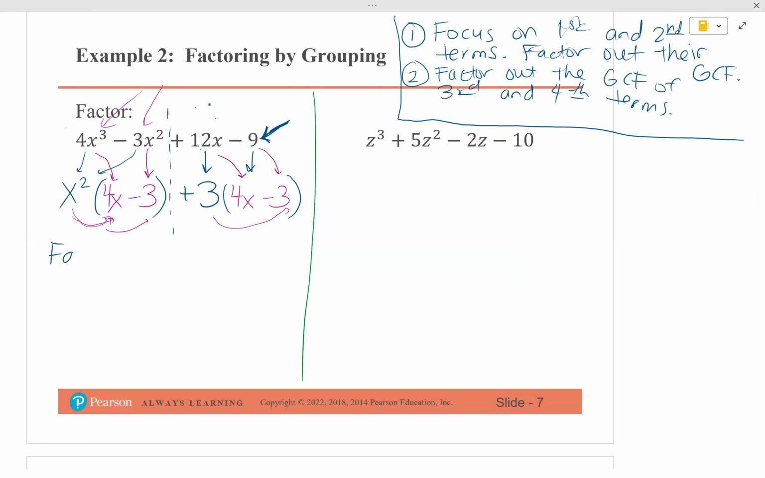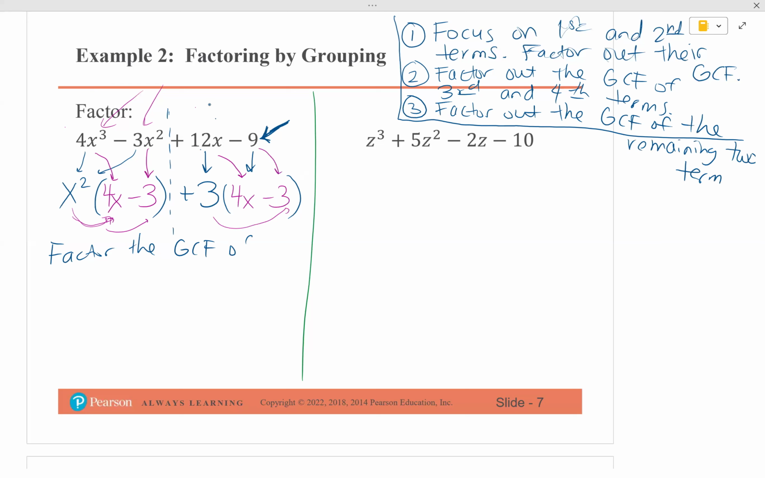Factor, now you need to factor the GCF. Why am I writing it down here? I should be writing it here. Oh my gosh. Factor out the GCF, greatest common factor of the remaining two terms. Because you took a 4-term polynomial and made it 2.